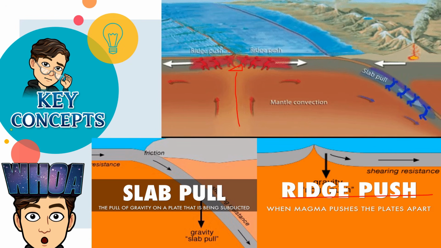Kung saan naman lumamig yung mga materials or it moves downward, with the aid of gravity, that is where you would find the slab pull, wherein the pull of gravity on a plate that is being subducted. So, tinutulungan siya ng gravity para mas madali yung pagbaba ngayon ng plate na being subducted.